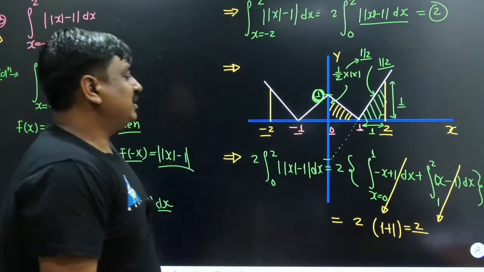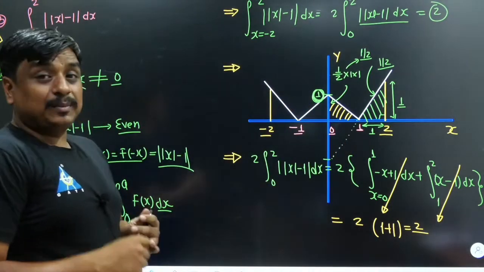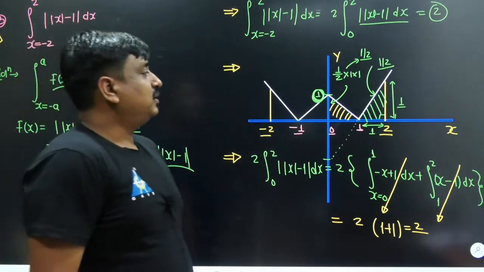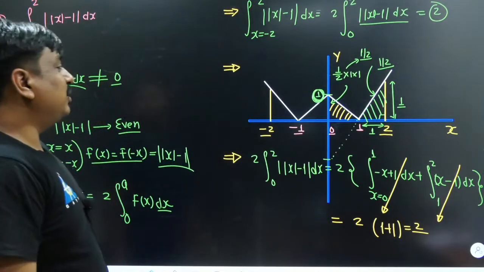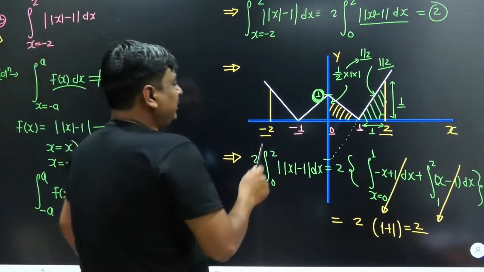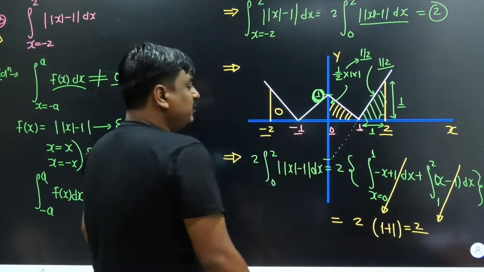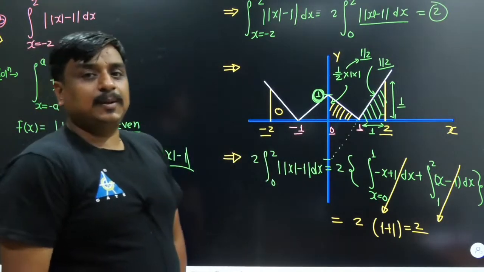So which methodology was comparatively better? Obviously the area under the curve with the help of a right angle triangle. And I know many of the students would try to calculate the area for this, this, this, and in the end somewhere they would make a mistake.